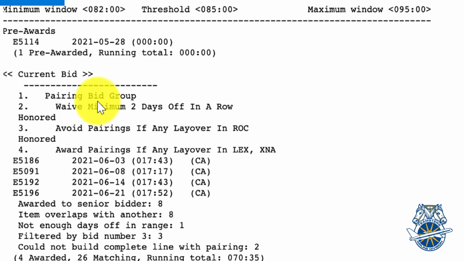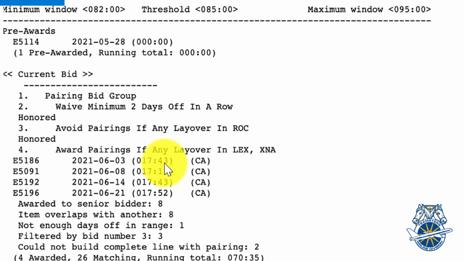So it's saying, starting off, we had his bid group. We had his waive 2 days off in a row. That was honored. So he waived his contractual agreement to have 2 days off in between trips. And so the system honored that one. And then he said avoid pairings in Rochester. That was honored. And so, you know, like I said, unless it's a line in the sand, try to avoid the avoids, but he does not want to go to Rochester, so there it is. We see our first avoid, but it was honored. It didn't affect anything. So we see award pairings if any layovers are in Lexington or Northwest Arkansas.